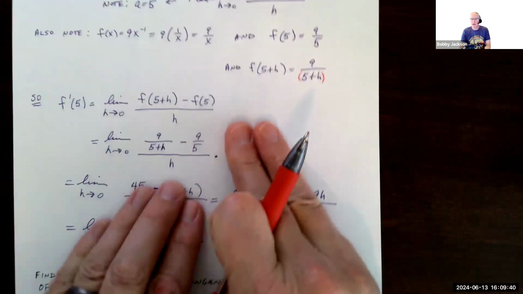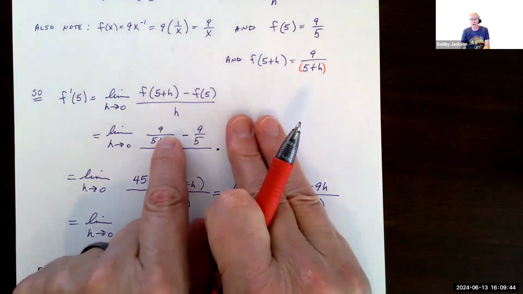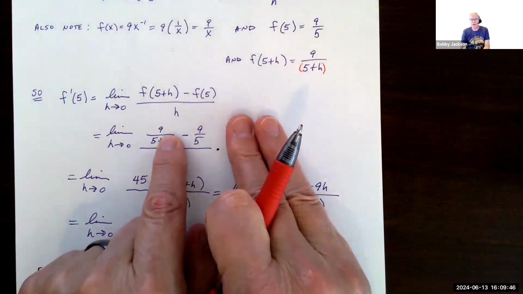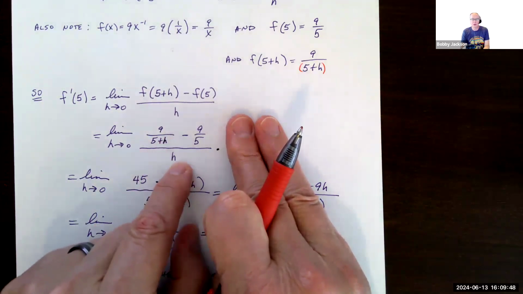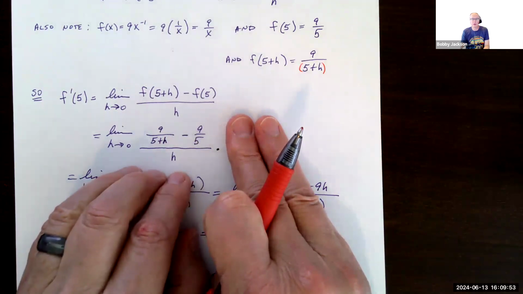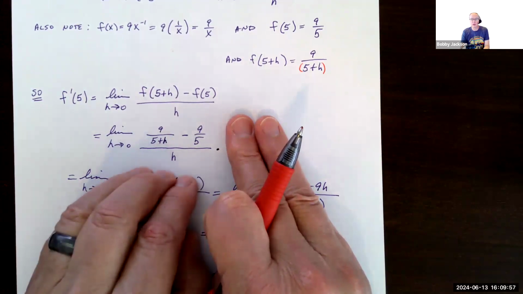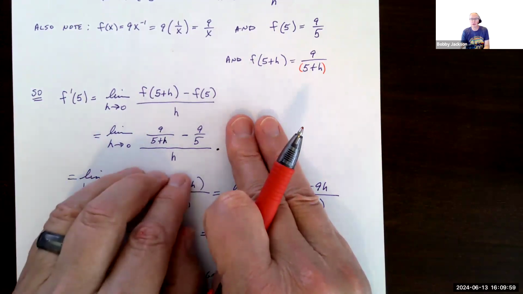Okay, so here's where we're at. If you notice, if you plug in h equals 0 up top, you're going to get 9/5 minus 9/5, which is 0. Of course, on the bottom, you'll have 0. It's indeterminate form, 0 over 0, as you're always going to get with the limit definition. So that means we've got work to do. It doesn't mean the limit doesn't exist or the derivative doesn't exist.